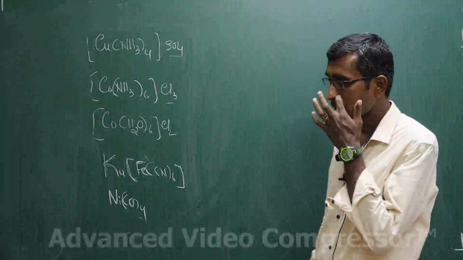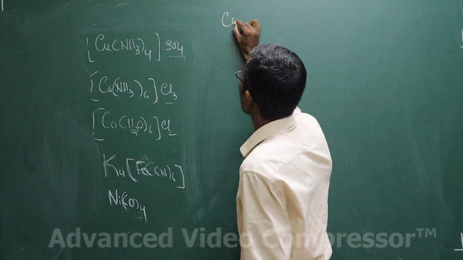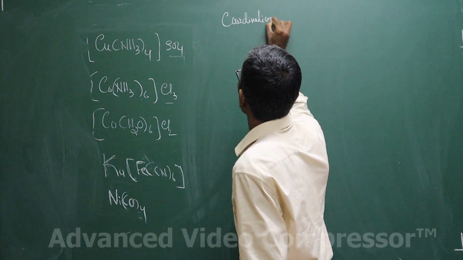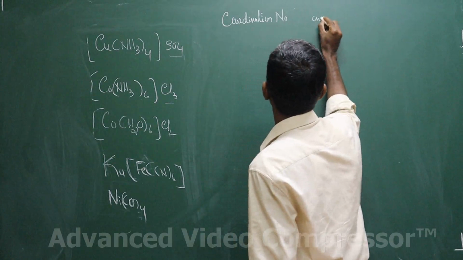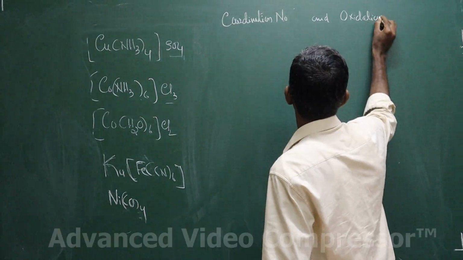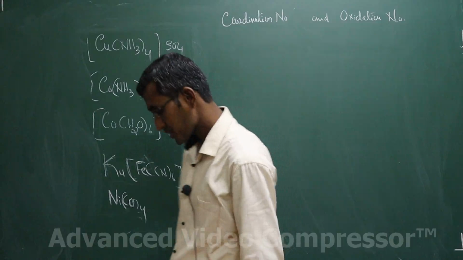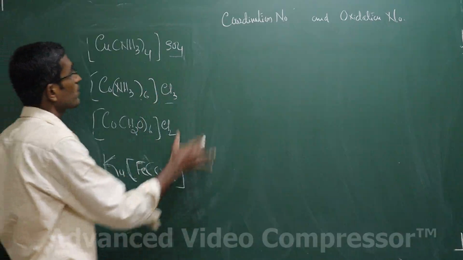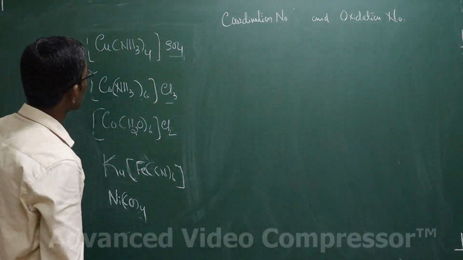So now let us take a look at how to calculate coordination number and oxidation number of a complex. Coordination number and oxidation number of a coordination complex. So we will take all these complexes and we will try to predict what is the coordination number and the oxidation number in this complex.